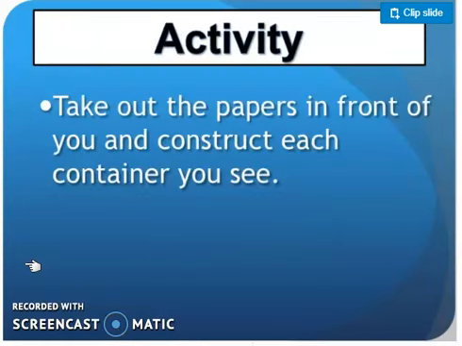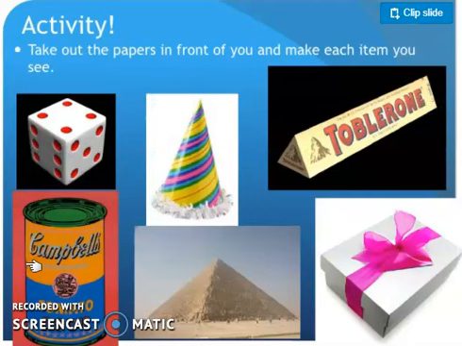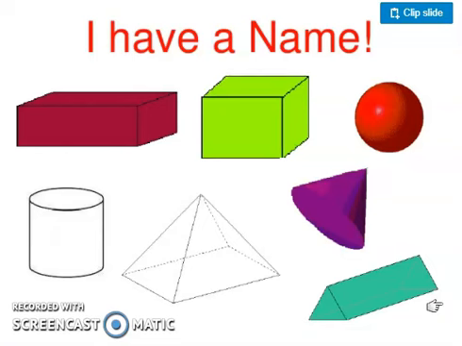Now activity. We will do activity 2, that is, take out the papers in front of you and construct each container you see. So first, take out papers in front of you and make each item you see. First is a dice. Second is a cone. Third is a table drum, and it's a cylindrical shape. It's a pyramid, and it's a cuboid. Okay.